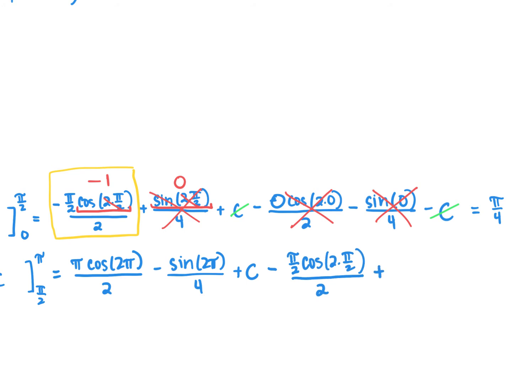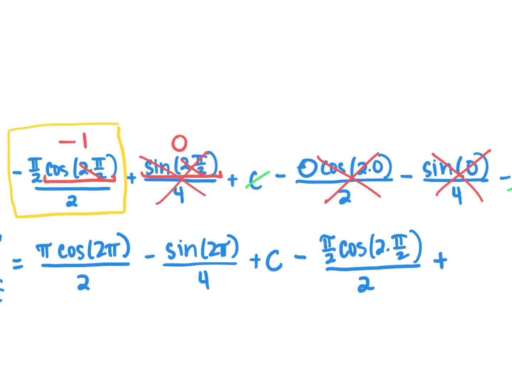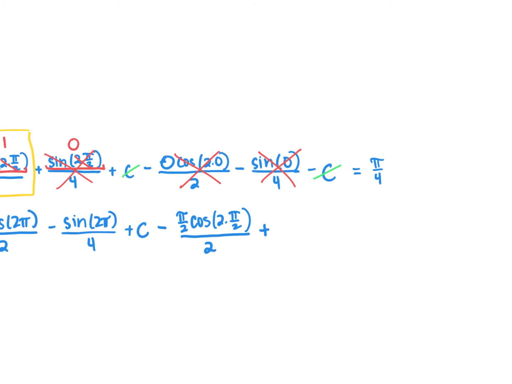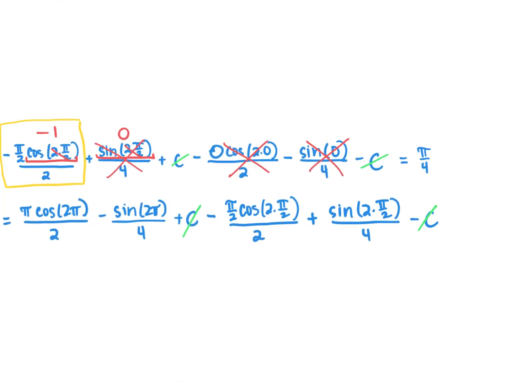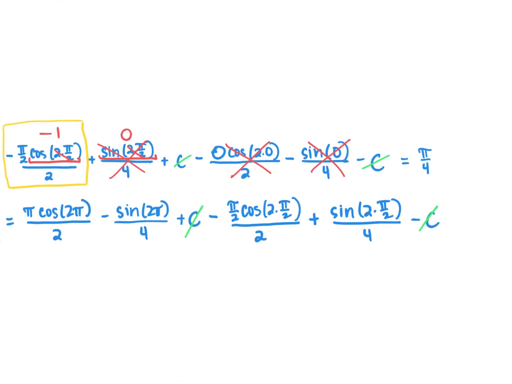plus the sine of 2 times pi halves over 4 minus c. All right, the plus c and minus c cancel each other out. What else do I have? I have the reducing here. Okay, let's start at the back.